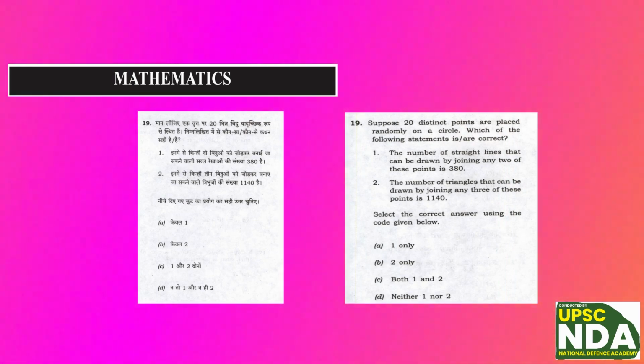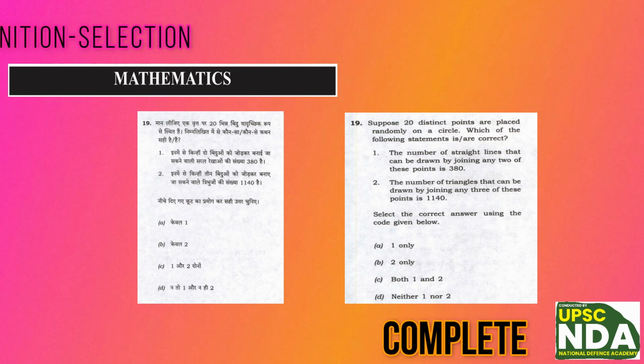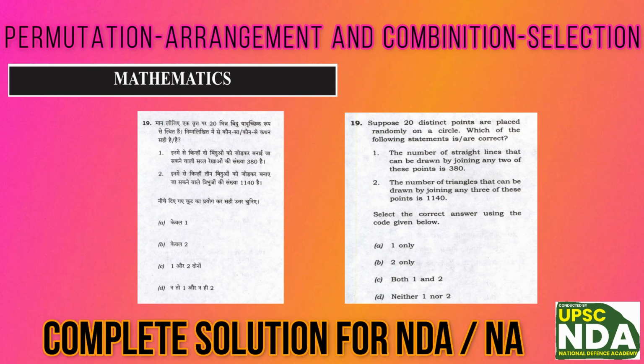Suppose 20 distinct points are placed randomly on a circle. That means we have a circle and we have to place 20 distinct points on it. There are infinitely many points on the boundary of the circle, but in our question, we only have to place 20 distinct points.